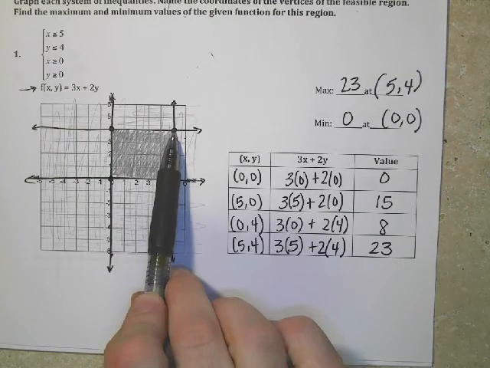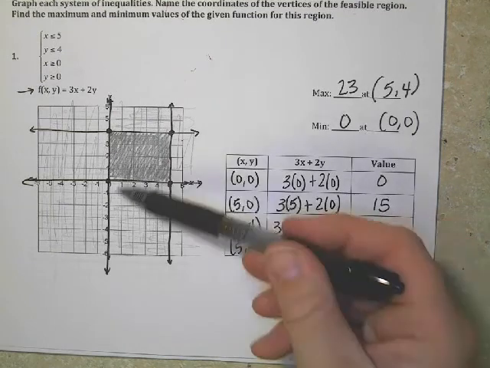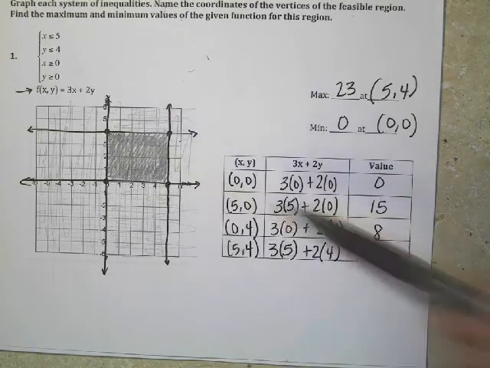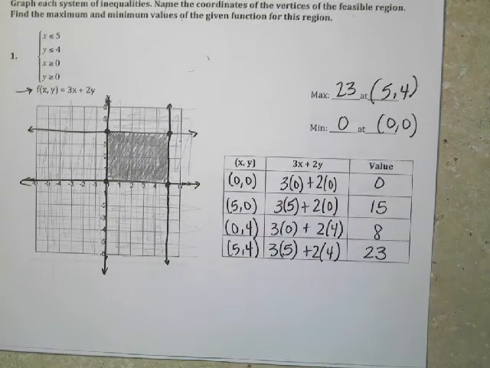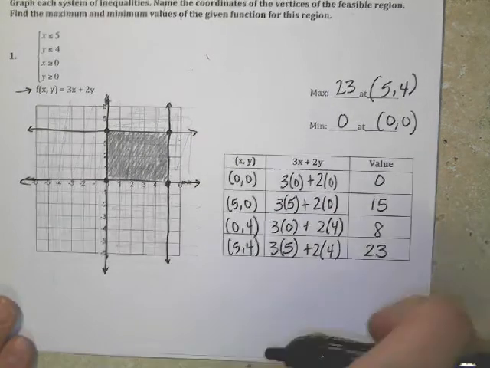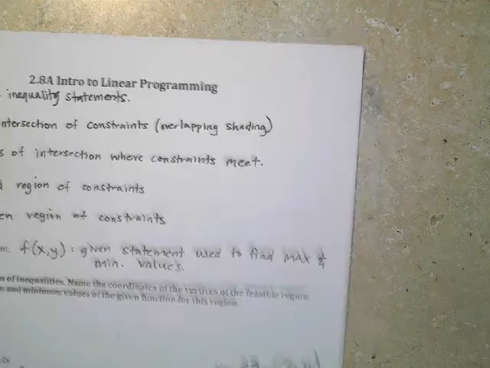So if I was selling something, I could sell 5 of one and 4 of the other, and that's going to give me the best combination to make the most money. You can see I'd make something if I just did 5 of the one, or if I just did 4 of the other, but to get the most out of it, I'd want to do that. Okay, let's try again on the next example.